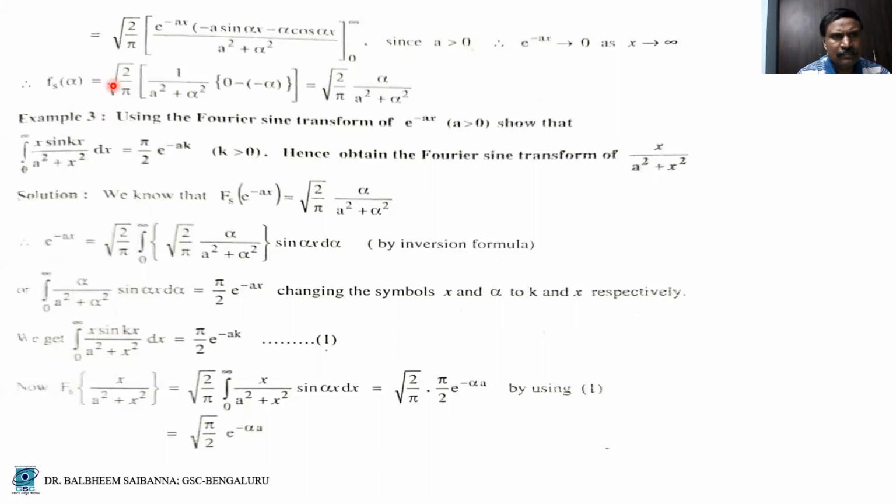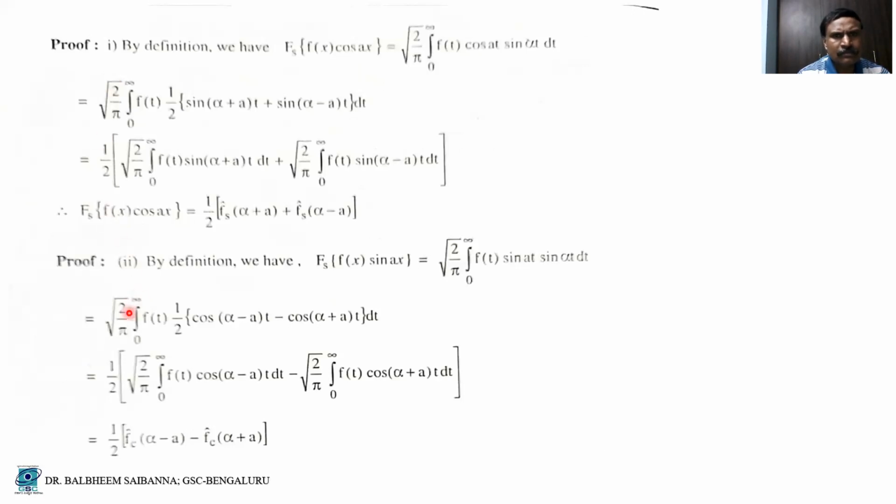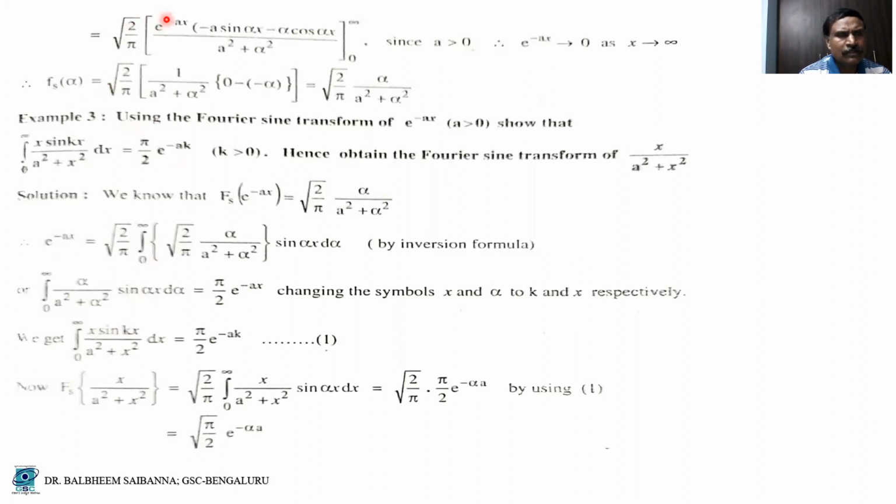And take the square root of 2 by pi integral 0 to e to the power of minus ax one minute. Okay, let it with this one.